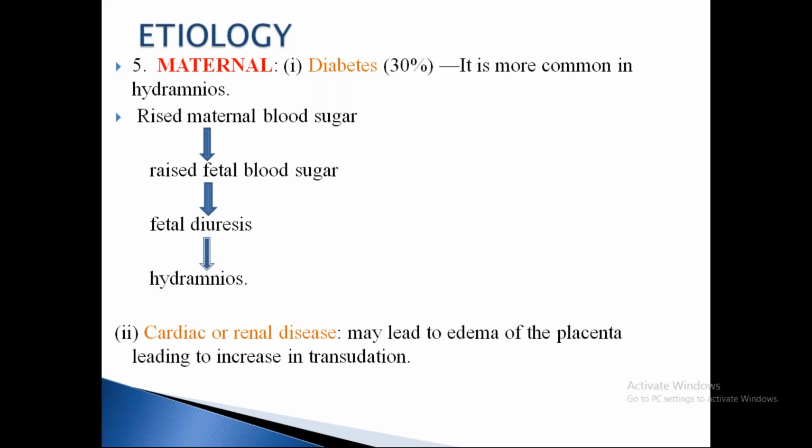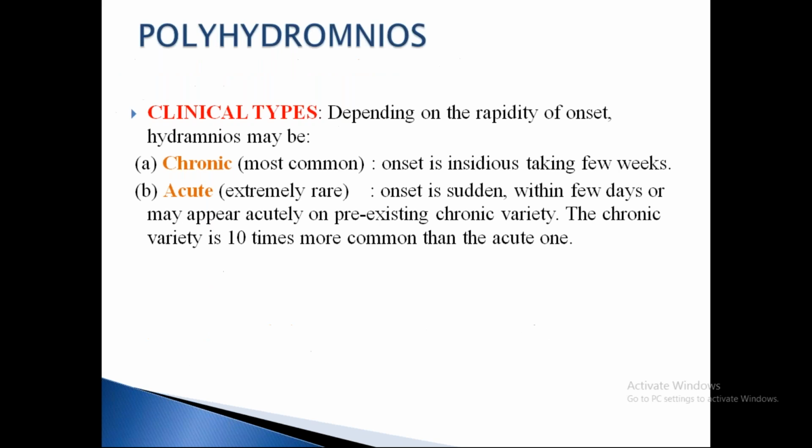And maternal causes include mainly diabetes. See, this polyhydramnios topic is also a clinical case. They will ask you about diabetes also. So what will happen in diabetes? The diabetes is not controlled. Uncontrolled diabetes leads to raised maternal blood sugar, isn't it? Raised maternal blood sugar leads to raised fetal blood sugar. Whenever the blood sugar increases, there will be diuresis, isn't it? They will go for frequent micturition. That is, fetal diuresis will be present, and that leads to hydramnios. And not only that, cardiac or renal diseases may also lead to edema of the placenta, leading to increase in transudation.